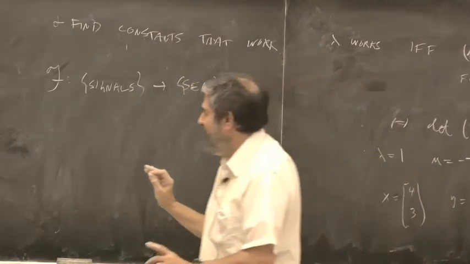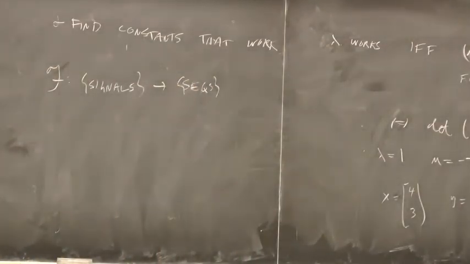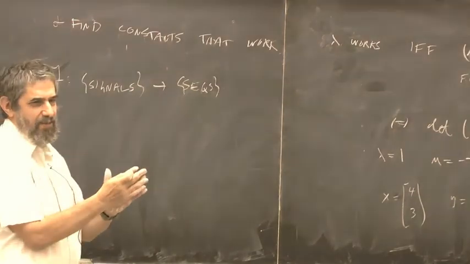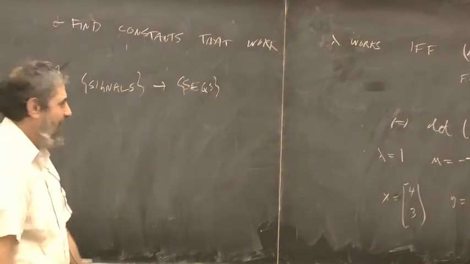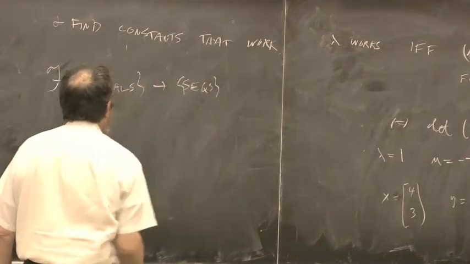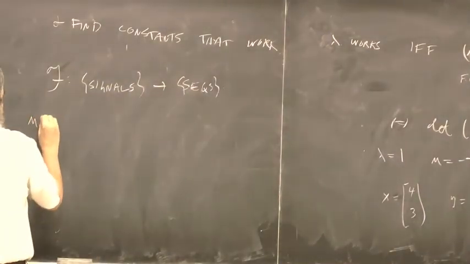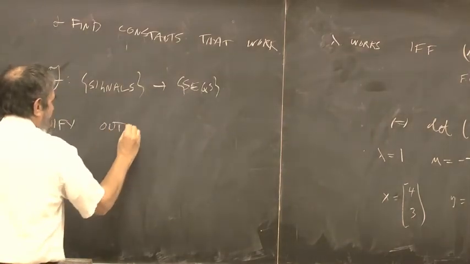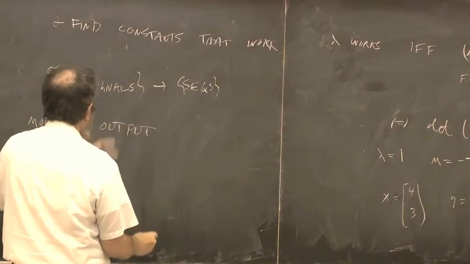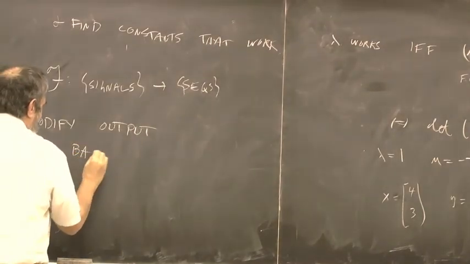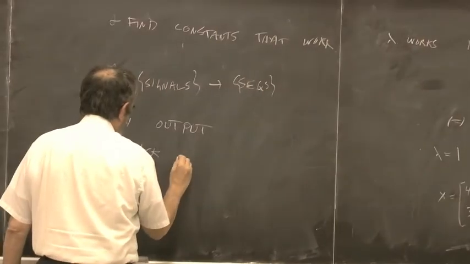And that's called signal analysis. It's sort of like breaking it up into its small pieces, okay? And then the next thing that you want to do is you want to somehow modify the output, and then go back to get another signal. So what would be an example of this?